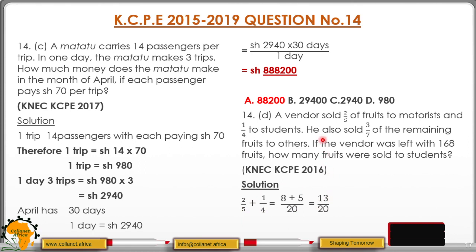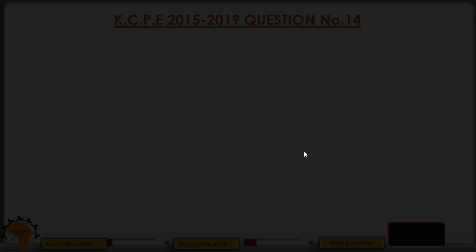So the trick comes here. He also sold 3/7 of the remaining, meaning what? The remaining after selling to motorists and students. So the total for the motorists and students is 13/20, meaning what remained after this was 20/20 minus 13/20. So what remained after motorist and student was 7/20. So 3/7 of, remember, of stands for multiplication. So 3/7 multiplied by this is what was sold to others. So how do you do it?